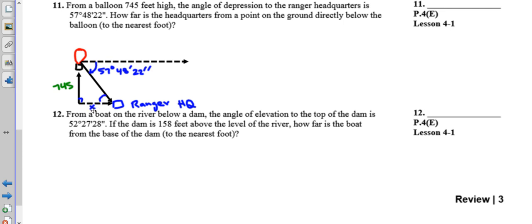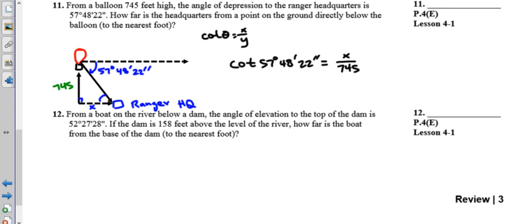So if I need to find that X and I'm given a Y, I'm going to use something in the tangent family, because tangent is Y over X. But I want the X on top. So which function has X over Y? Well, that would be the cotangent function. So we're going to use cotangent. We'll say cotangent of 57 degrees, 48 minutes, and 22 seconds equals X over 745 feet.